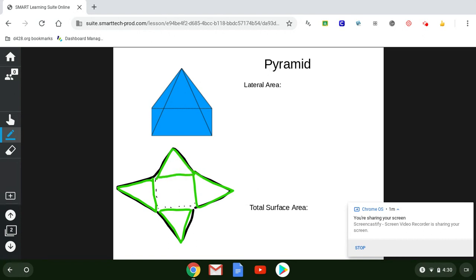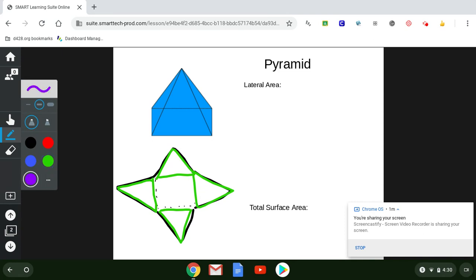Now there is a formula for the lateral area, so you don't have to find each triangle and add together, but we're going to do that so that we derive that formula so you know where it comes from and what it means. Before we can do that, we need to talk about one thing. Pyramids have a special type of height. It's called the slant height.